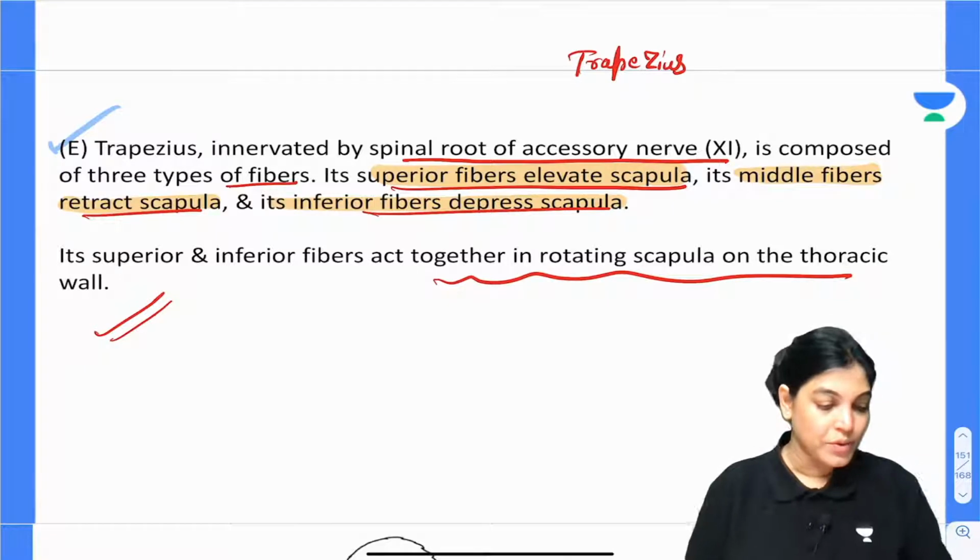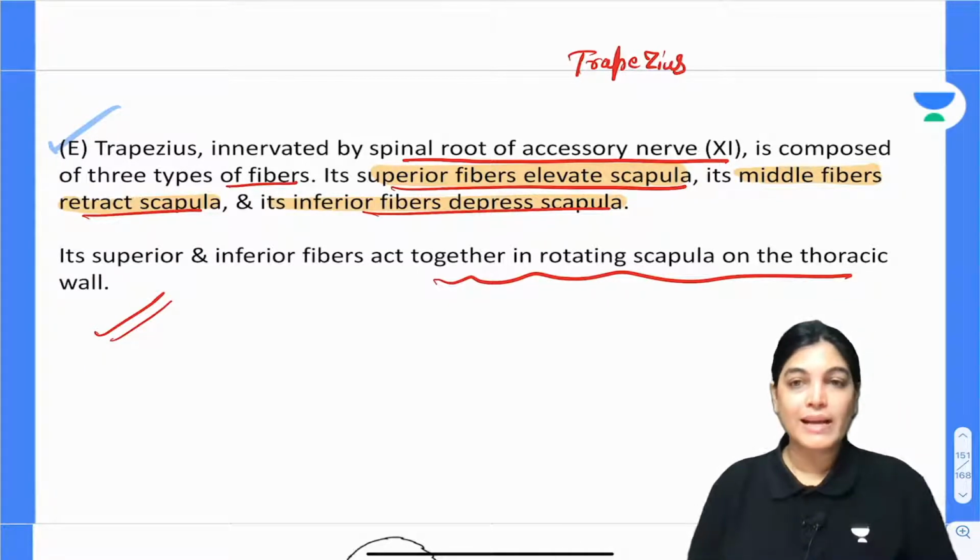Ishrat, Dr. Oreo, everyone? So, let us move on to the next MCQ. Question number 8.